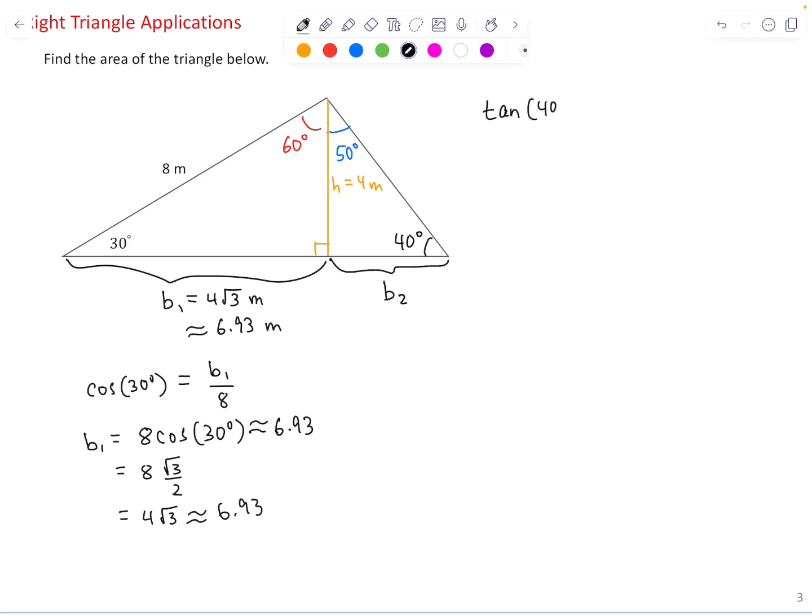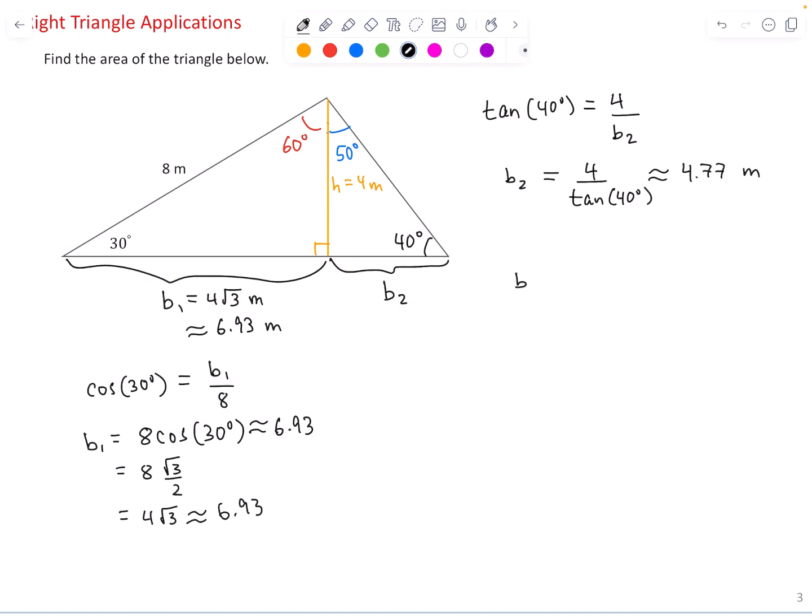Tangent of 40 degrees will be equal to the opposite, which is h, which is 4, over the adjacent, which is b2, which I'm looking for. We'll multiply b2 to the other side and then divide both sides by tangent of 40 degrees. And then reach for a calculator. And we get about 4.77, and this will be measured in meters.